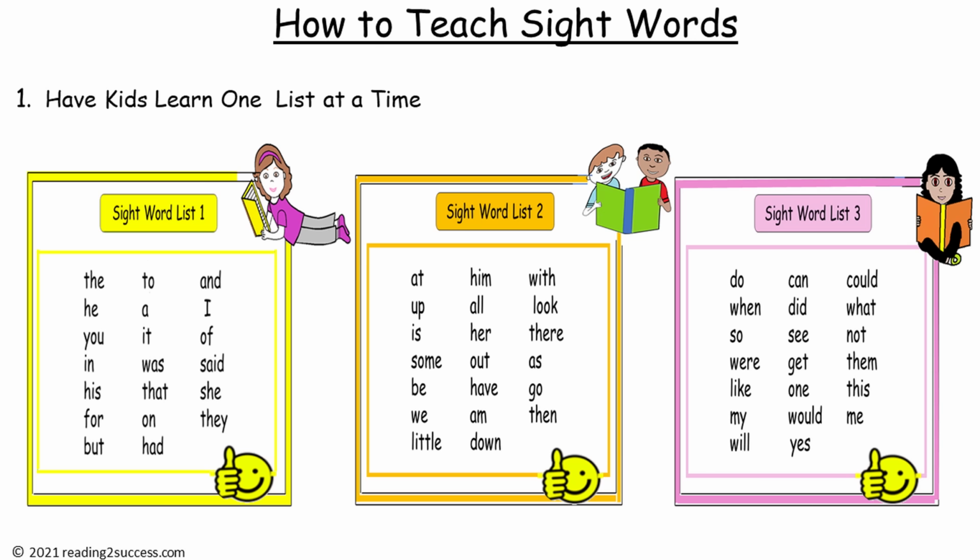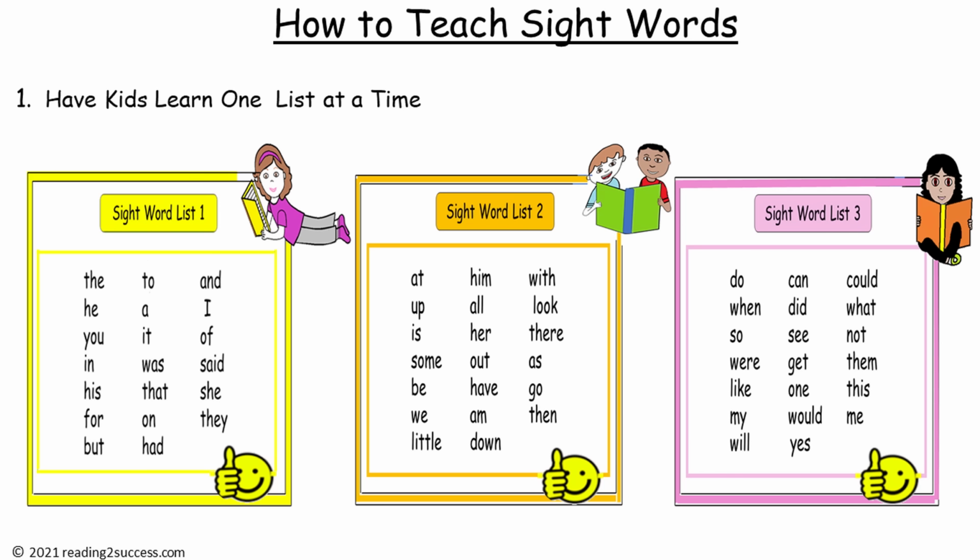Since sight words make up the majority of print in beginning readers, they need to be recognized by sight. Having kids sound out each word would be too slow and unproductive. This video will focus on the first 3 sight word lists. Each sight word list consists of 20 words.